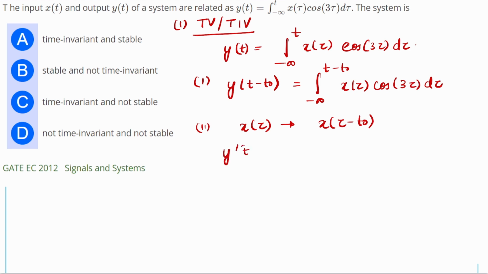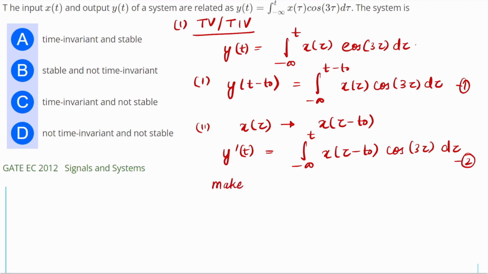So for some other function, I am writing y dash t, it will be minus infinite to t, since we have shifted the input, so it will be x of t minus tau minus t naught, cos 3 tau d tau. Now in both of the above signals 1 and 2, the limits are different. So we have to make sure that the limits are the same, then we have to check whether both the signals are the same or not, right?